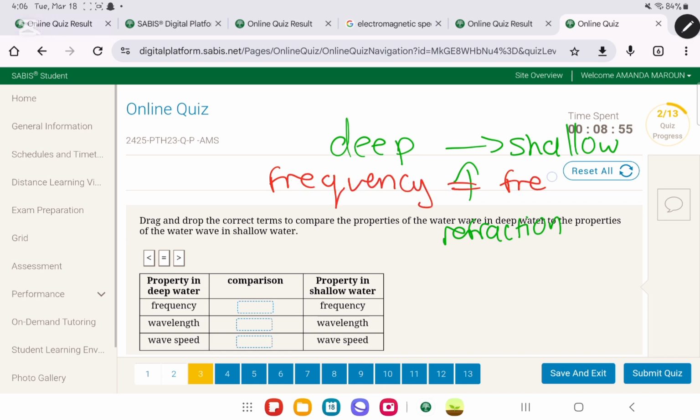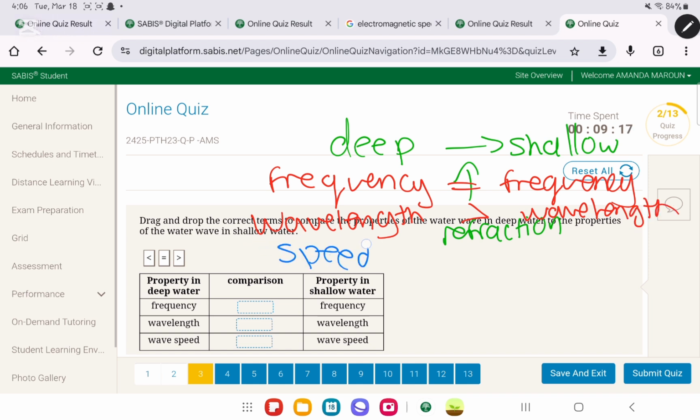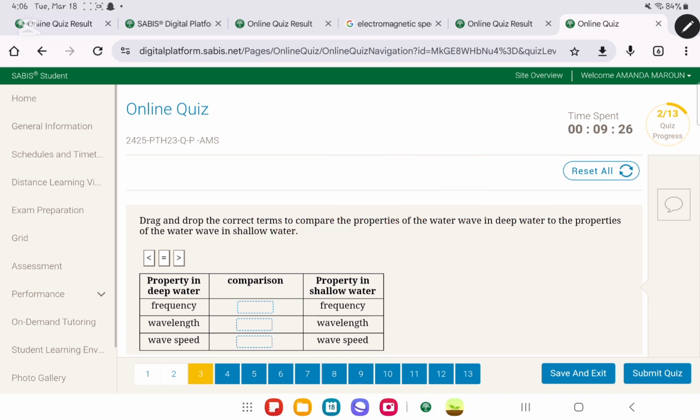The frequency in the shallow water. So the frequency never changes. It always stays the same whether it's deep or shallow. Now, the wavelength in the deep water is greater than the wavelength in the shallow water. And finally, the speed of the wave in the deep water is greater than the speed in the shallow water. So the frequency, as we know, is the same, okay?